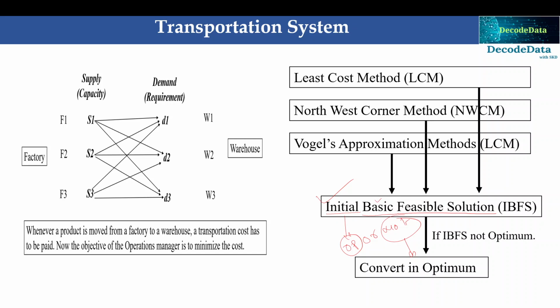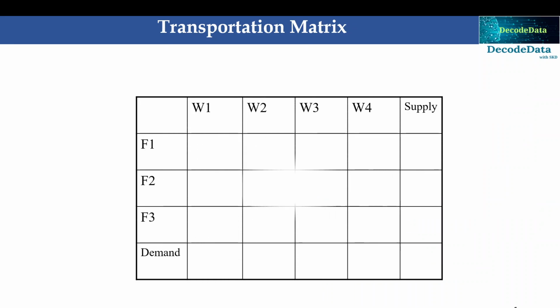Simple. Clear? So I hope things are clear up to this point. Now let me take you through the type of matrix we'll define. In this case, I have 3 factories, F1, F2 and F3, and I have 4 warehouses. You can have any number of warehouses. Every factory will have some supply, and all the warehouses will have some demand. That's why the demand is mentioned here and the supply is mentioned here.